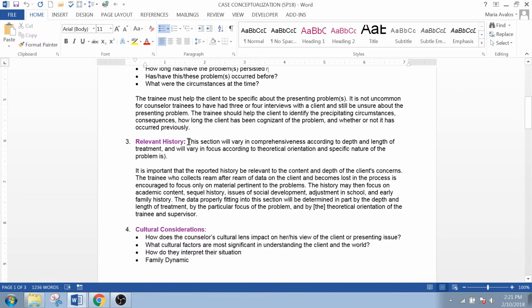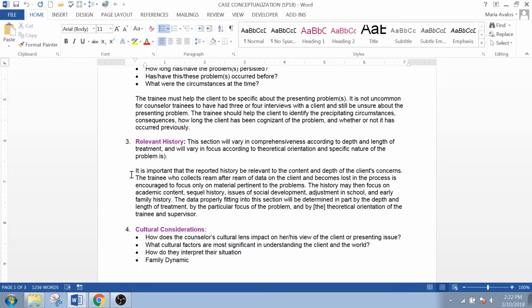The relevant history: what is the history that's relevant to the client and the situation for which they've come to me? It doesn't necessarily mean that we have to know where they were born, where they work, or all the boyfriends and girlfriends they may have had. That's not necessarily the issue. Here it is important that the reported history be relevant to the content and depth of the client's concern. The trainee who collects ream after ream of data on the client and becomes lost in the process is encouraged to focus only on material pertinent to the problem.